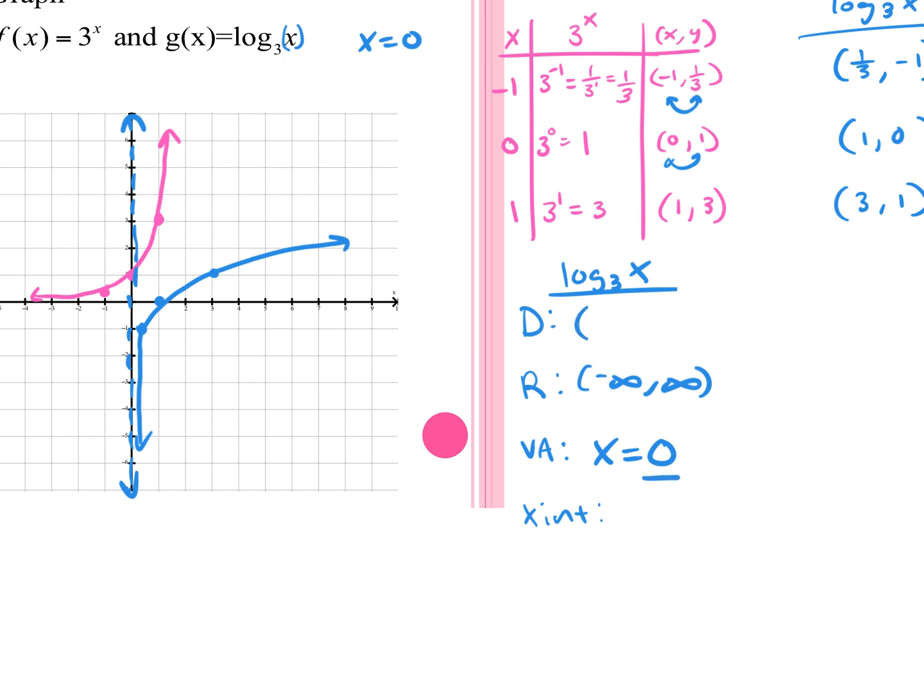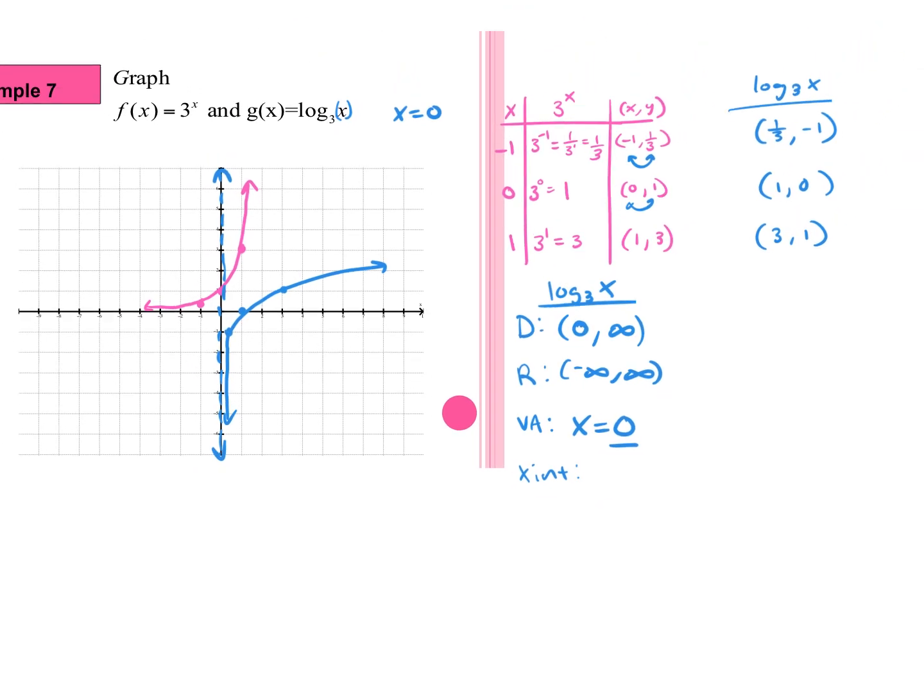Zero to infinity. It's whatever number our vertical asymptote was, 0 to infinity. And then lastly, for our x-intercept, how do we find the x-intercept?